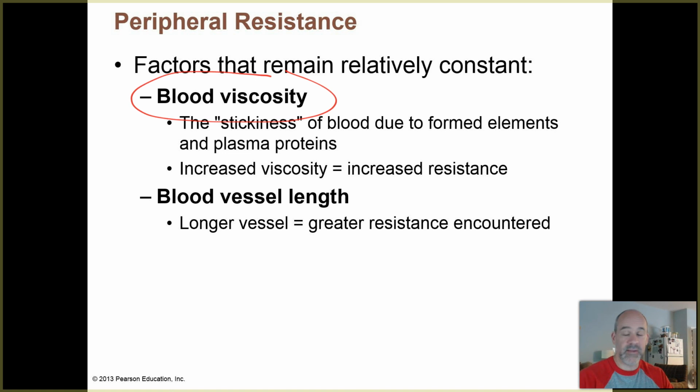So that winds up increasing blood vessel length in the fatty tissues in your body, and guess what that does to your peripheral resistance? It goes up, and that increases your blood pressure. That's one of the reasons why if you gain weight, your blood pressure tends to go up, because your peripheral resistance increases in large part due to that increased blood vessel length.